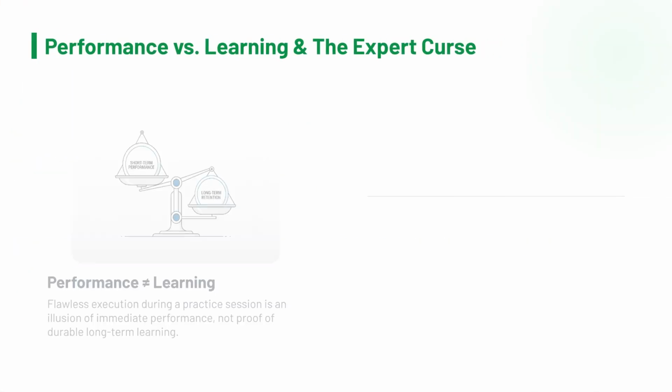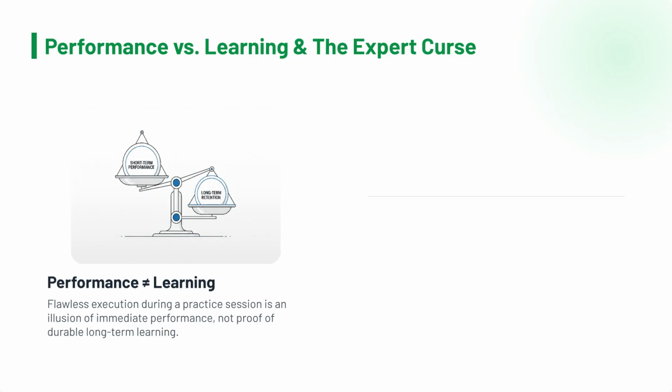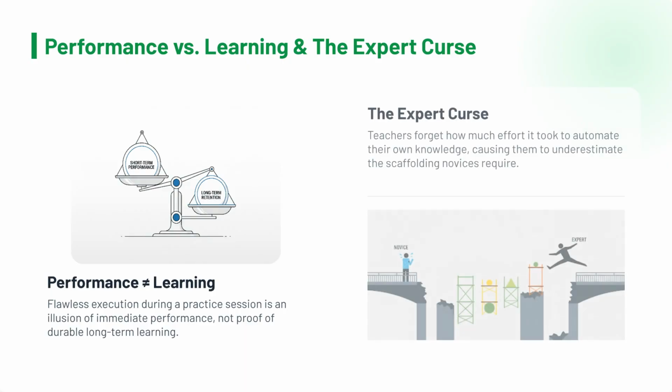We must also distinguish performance from learning. Flawless practice is an illusion of immediate performance, not proof of durable learning. Furthermore, the expert curse means teachers must actively remember to scaffold skills that now feel automatic to them.